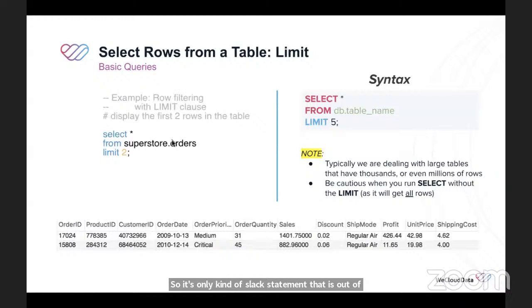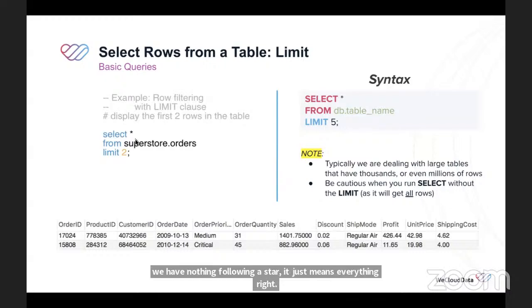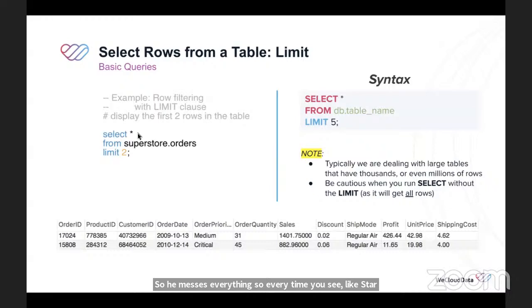Okay. So the first simple query that we have here is just select star. Now the star here is a wildcard, so meaning anything that matches, right? So if we have nothing following a star, it just means everything, right? So it matches everything. So every time you see select star, we're selecting all the columns from the table itself.